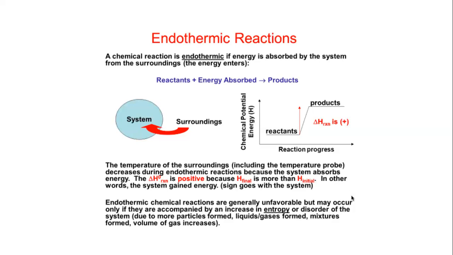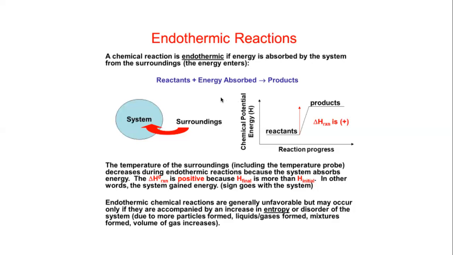Endothermic chemical reactions are generally unfavorable, but may occur only if they are accompanied by an increase in entropy or disorder of the system, due to more particles formed, liquids or gas formed, mixtures formed, volumes of gas formed. But essentially the takeaway from this slide is that you have to actually put in energy in some way on your reactant side in order to make the products happen. And so while this isn't favored by nature, a lot of the things that we do in our lives actually take energy and are endothermic reactions.